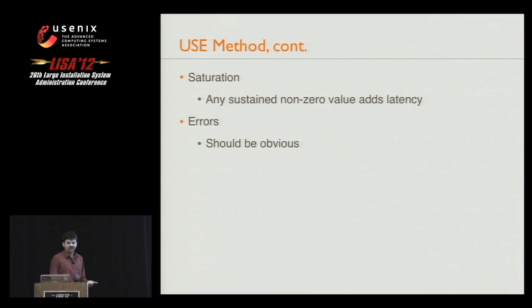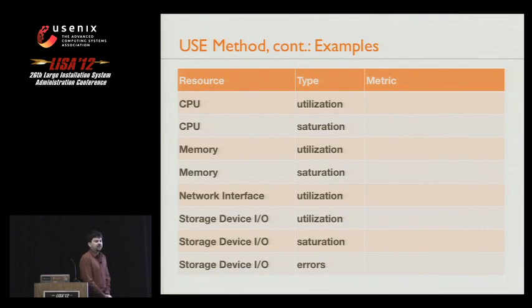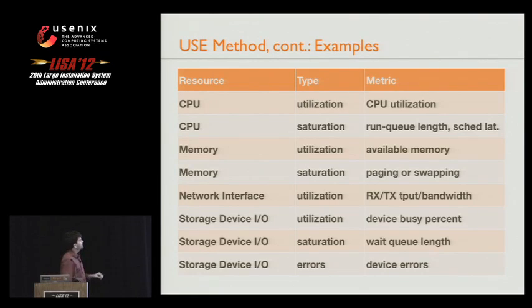For saturation, any sustained non-zero value adds latency, and errors should be obvious in terms of interpreting them. For some examples, think about how you would measure these: CPU utilization, memory utilization, network interface utilization. With the USE method, you come up with a checklist of about 30 or 40 of these items. So for every resource, those 3 metrics. It doesn't fit on the slide, but I've got some examples here.